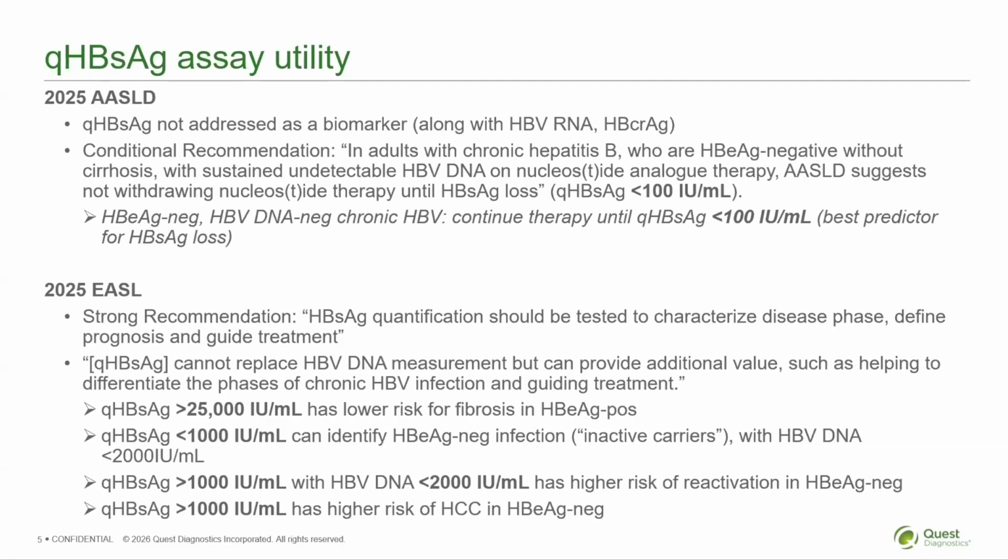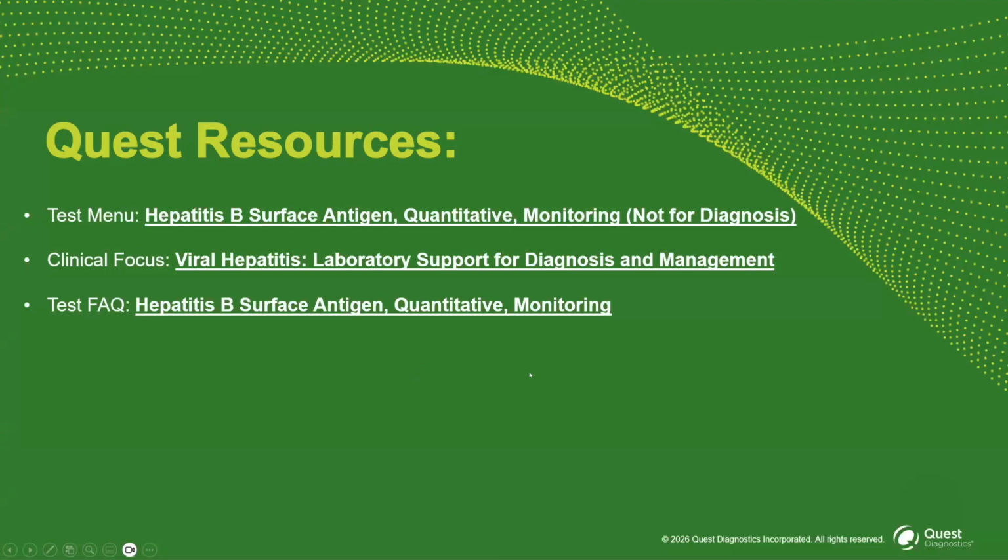Although we are not quite there yet, I will reiterate that our clinically reportable range is sufficient to comply at least with the requirements of those guidelines, going as high as 25,000 IU per mL. We do have quite a bit of resources available on our Quest website.